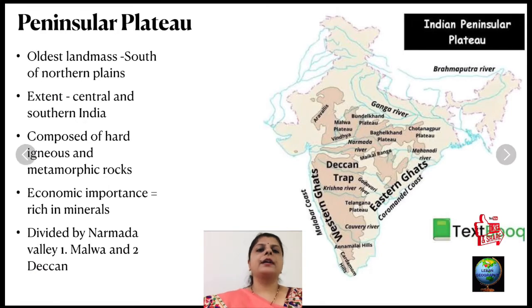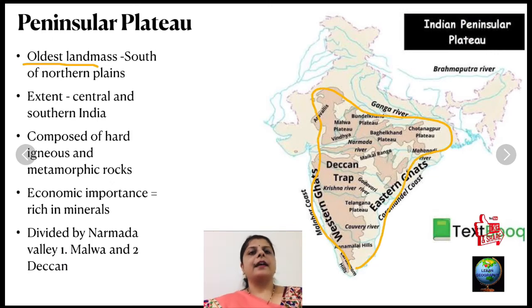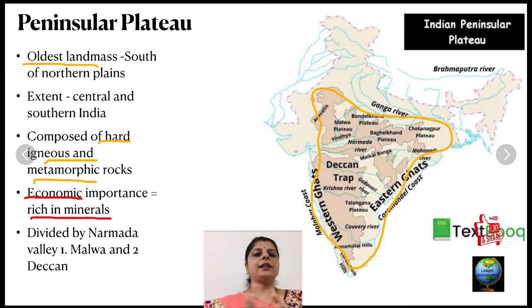Peninsular Plateau. It is the oldest landmass, located south of the northern plains. The extent of the Peninsular Plateau is the central and southern part of India. It is composed of hard igneous rocks and metamorphic rocks. These plateaus are very rich in minerals, hence they are economically very important. It is divided by the Narmada River Valley. First is the Malwa Plateau and second is the Deccan Plateau.